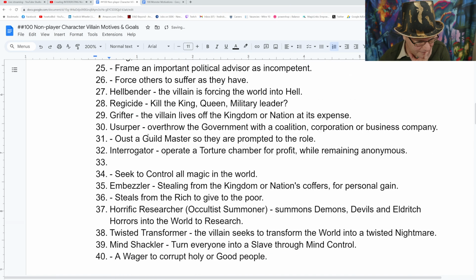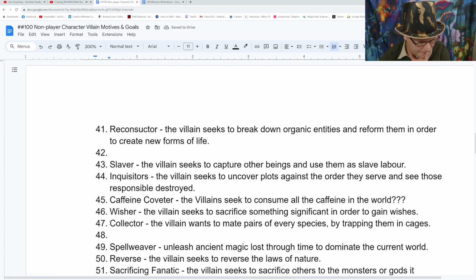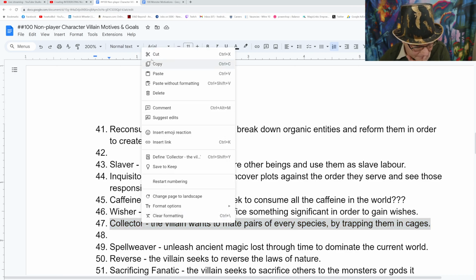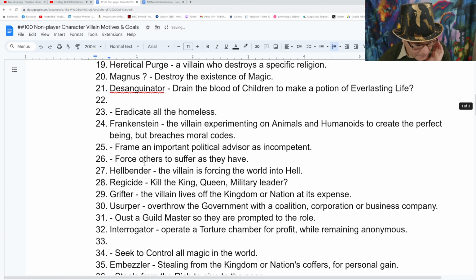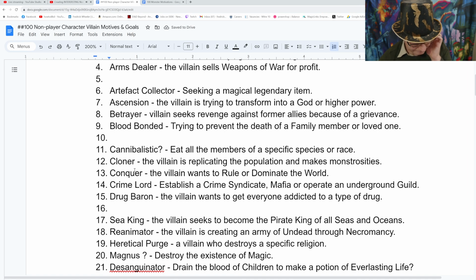Paste, yep, betrayer, collector. C for collect. Coal. Should be right about here.